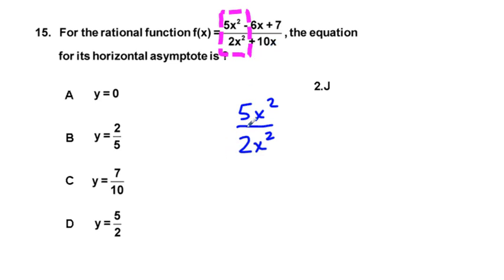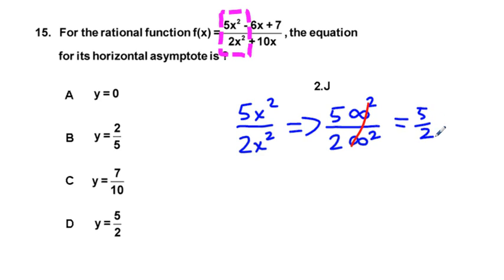So you can rewrite this as 5, and toward infinity, we're going to call this infinity squared in the numerator. In the bottom, it's 2x squared. We're changing it to 2 infinity squared. And what happens here? Well, infinity over infinity cancels each other out, and we have left 5 over 2. And D is our correct answer for that.